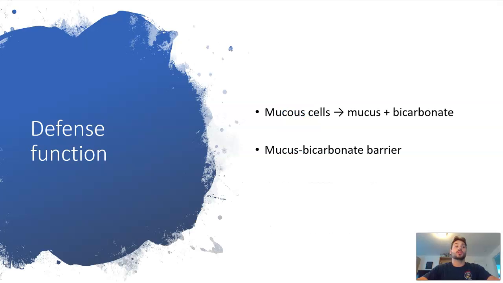And if we continue on, we have the defense function. So here in the defense function, the stomach secretes mucus and bicarbonate from mucus cells. The mucus forms a physical barrier and the bicarbonate creates a chemical buffer barrier underlying the mucus, which is known as the mucus bicarbonate barrier. Here it protects itself from autodigestion by acid and enzymes. And the bicarbonate layer just above the cell layer is at a pH of 7, even though the stomach sits at a pH of about 2.